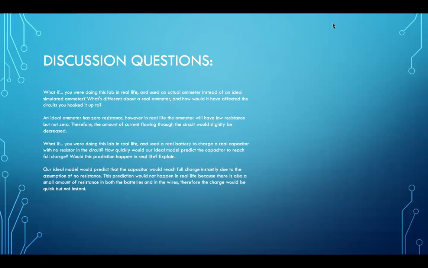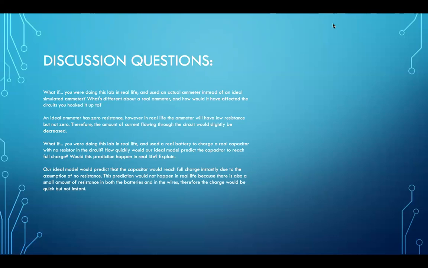Discussion question 1. What if you were doing this lab in real life and used an actual ammeter instead of an ideal simulated ammeter? What's different about a real ammeter, and how would it have affected the circuits you hooked it up to? An ideal ammeter has 0 resistance. However, in real life, the ammeter will have low resistance, but not 0. Therefore, the amount of current flowing through the circuit would be slightly decreased.